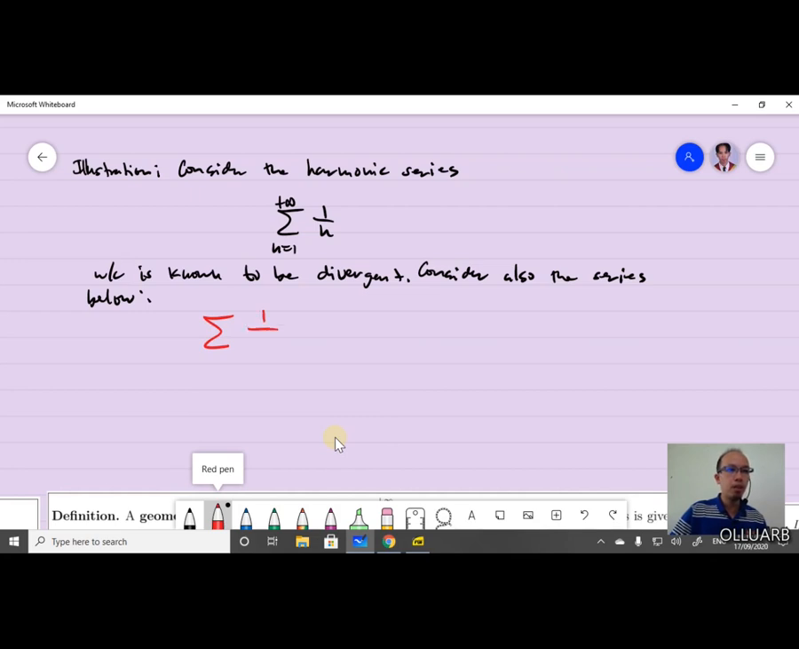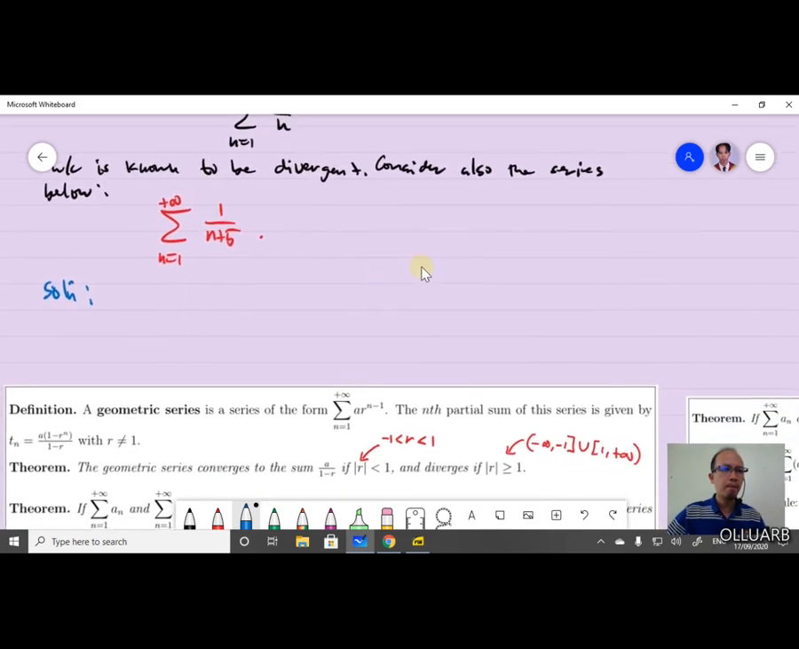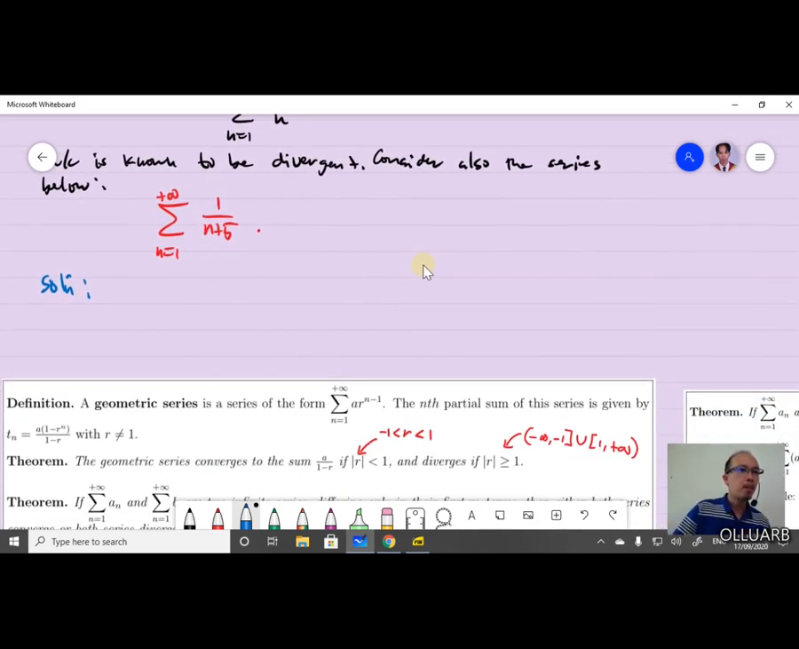Summation of 1 over n plus 5, where n starts from 1 to infinity. Okay. So, solution. Let's copy the problem first. This is 1 over n plus 5, n starts from 1 to positive infinity.